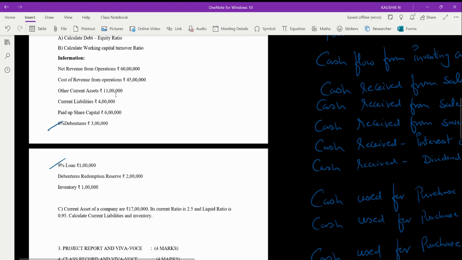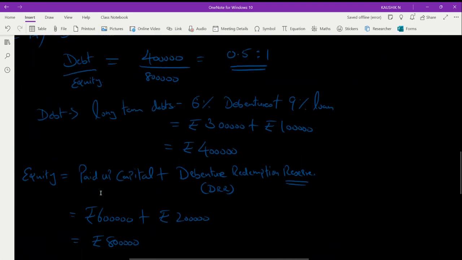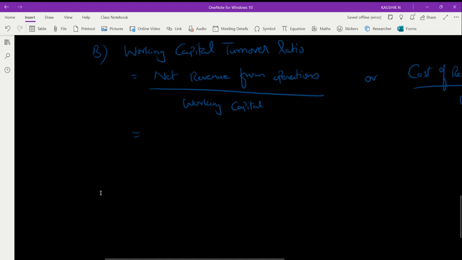Do we have it? In another way, you have it. You have current assets, closing stock, and current liabilities. With the help of this, you have to derive your working capital. There is other current assets of rupees 11 lakh, and then one more piece of information, which is your inventory. Inventory is also your stock. So closing stock minus current liabilities. Write the formula and then you get the value of your working capital.